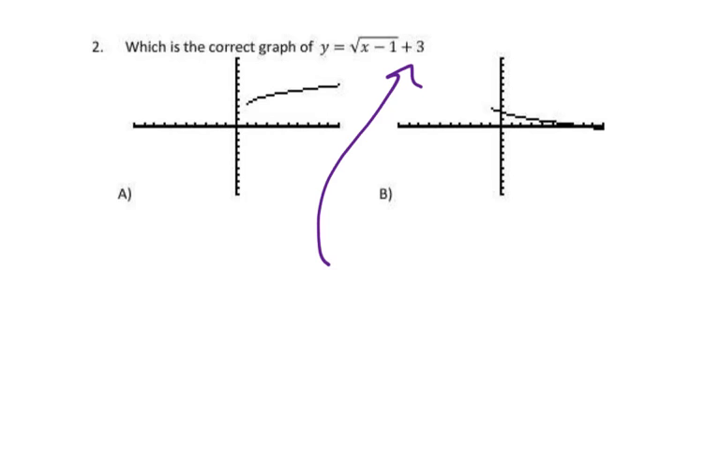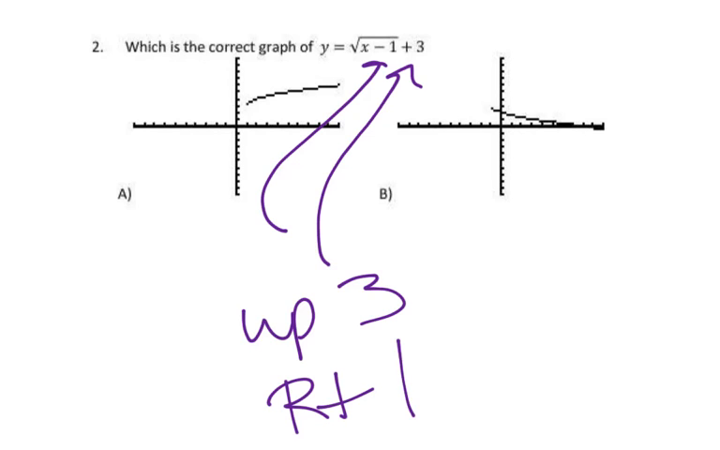I know that if I have a +3 at the end, that it went up 3. I know if I have a -1 in with the x, it's going to be horizontal, it's going to do the opposite, so it went right 1. So up 3 and right 1, yes, that works. No, that doesn't work. So that means it's A.